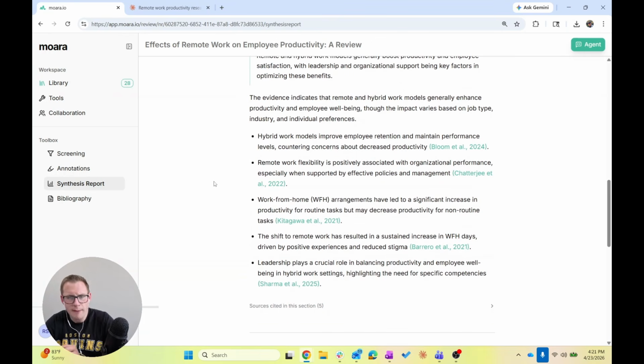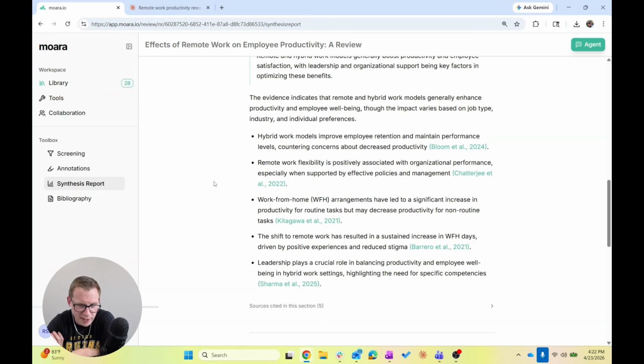Key findings indicate that remote and hybrid work generally enhance productivity. Employee well-being, I think that one is not a very controversial issue. It seems to me that is an example of something you can get from survey results, right? So I think that's a lot different. Though the impact varies based on job type, hybrid work models improve employee retention and maintain performance levels. So that's that one article.